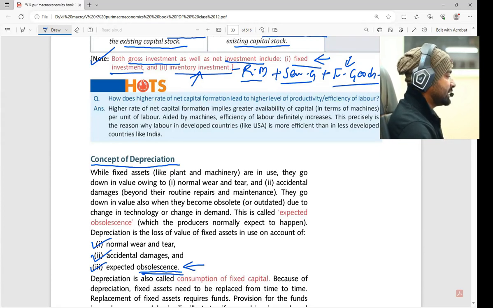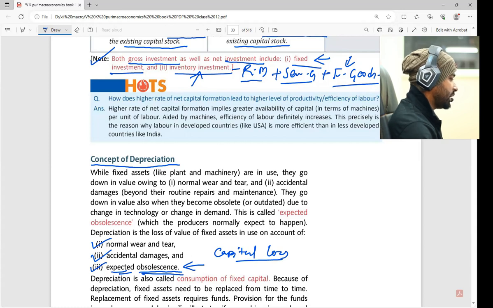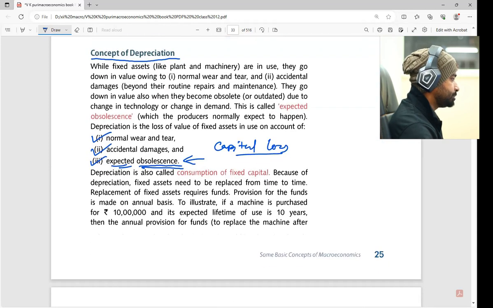Say my building, whatever I have taken in rented form, due to an earthquake, one side broke out. So this is unexpected obsolescence. This is not depreciation, it is unknown. I am actually not aware of that, and I am not prepared for that either. So that is known as unexpected obsolescence. Unexpected obsolescence is otherwise known as capital loss. Expected obsolescence is otherwise known as depreciation. I hope that is clear.